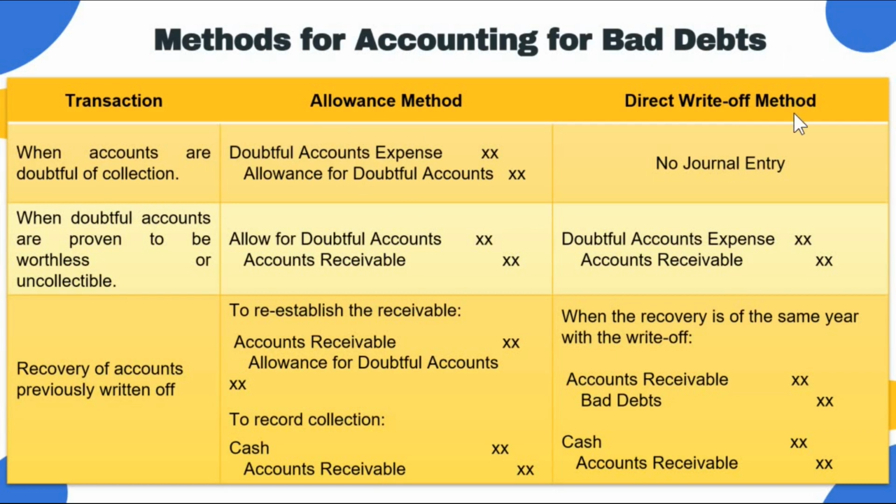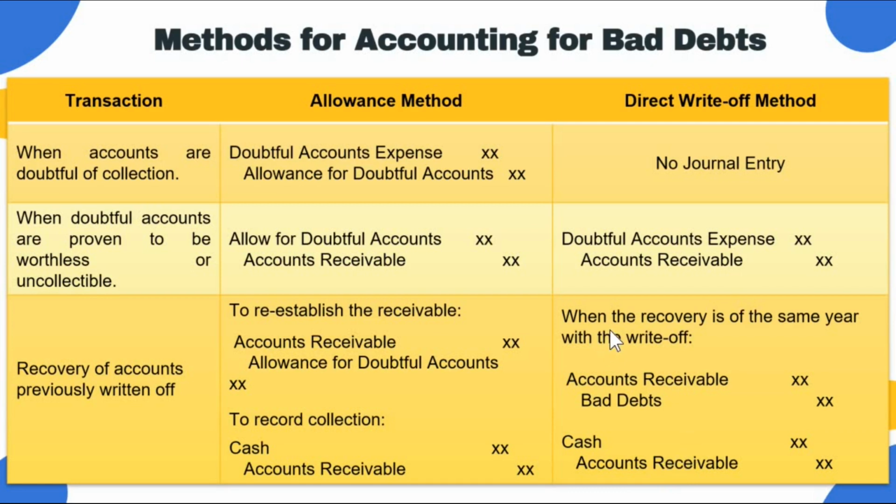Now, kapag ikaw naman ay direct write-off method ang ginamit, tapos mayroong recovery, depende ang entry mo kung kailan nangyari ang recovery. So, when the recovery is of the same year with the write-off, then this will be your entry. You just recognize your accounts receivable, set up natin, tapos mag-credit ka ng bad debts, or doubtful accounts expense. So, in short, para kang ni-reverse mo lang din yung entry mo dito sa pag-write off. And then, pwede ka nang recognize ng collection. So, debit cash, credit accounts receivable.